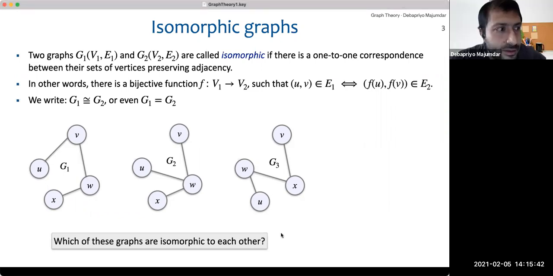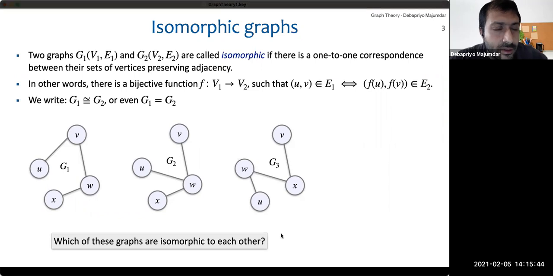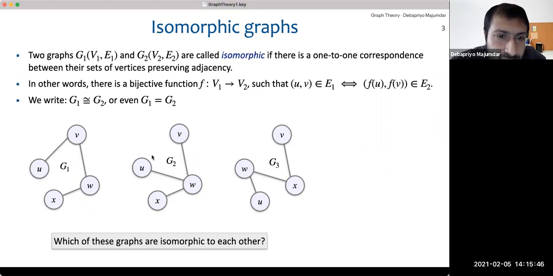Well, UV is not an edge in G2. That's what you mean, but it's an edge in G1. No, that's fine. It doesn't have to be the same edge, because we can have a mapping from one set of vertices to another, right? So let's actually think whether G1 is isomorphic to G3. Let's look at that first.